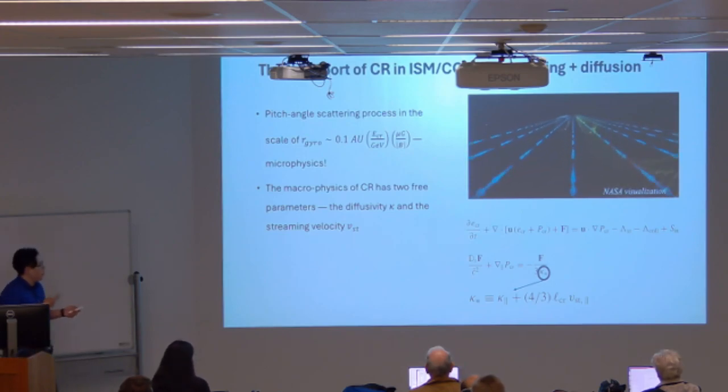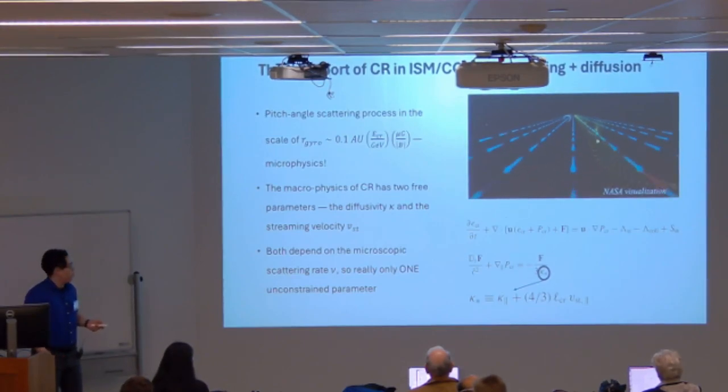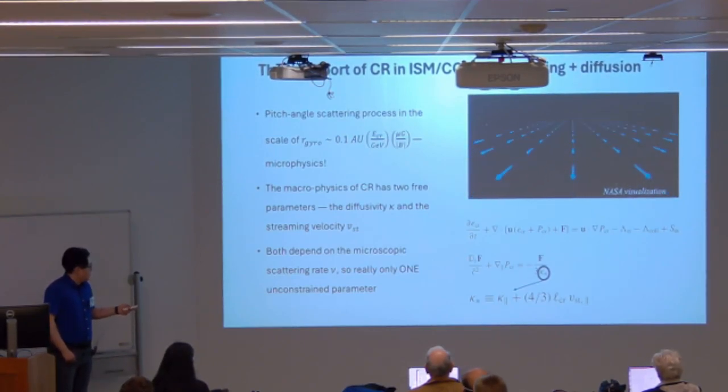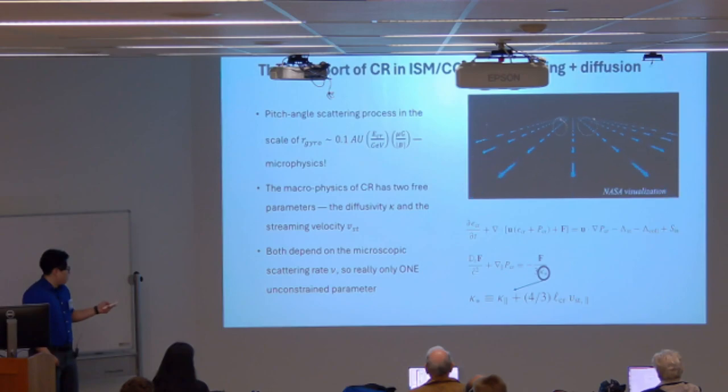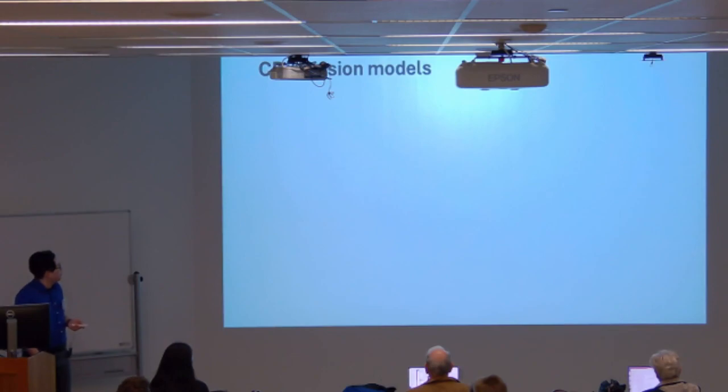So only two things are unconstrained, but if you go back to the microscopic description of cosmic rays, both of them can be determined by the scattering rate, nu. So there is just one parameter that is unconstrained. The whole problem of cosmic ray propagation just boils down to how to model diffusion.